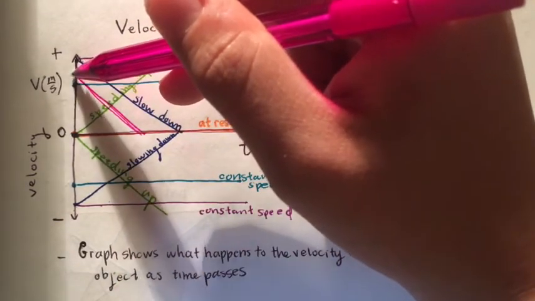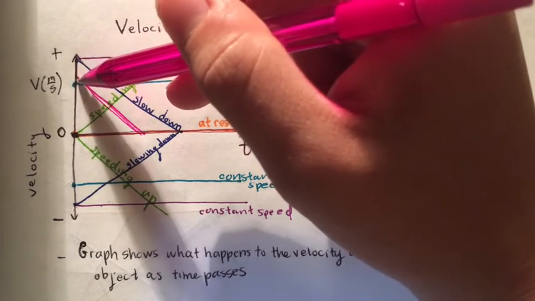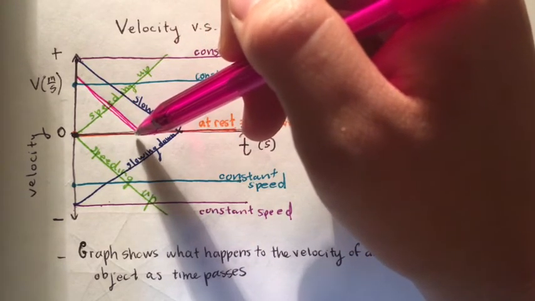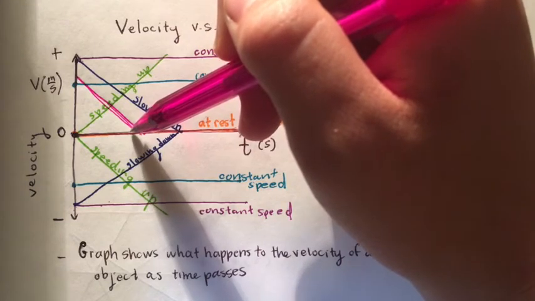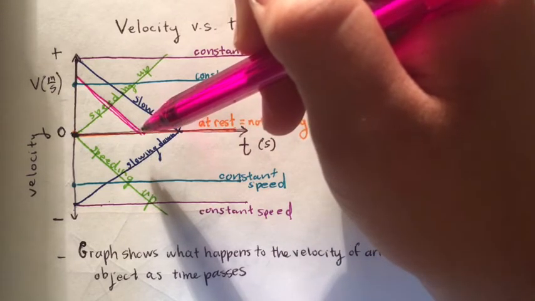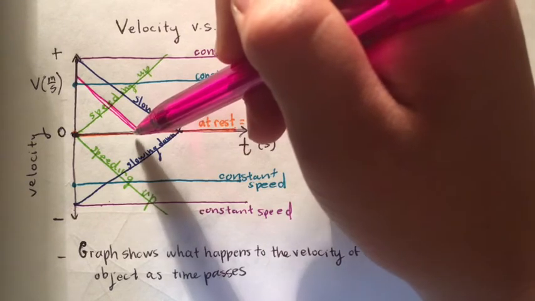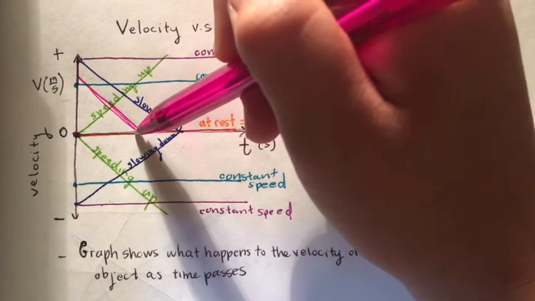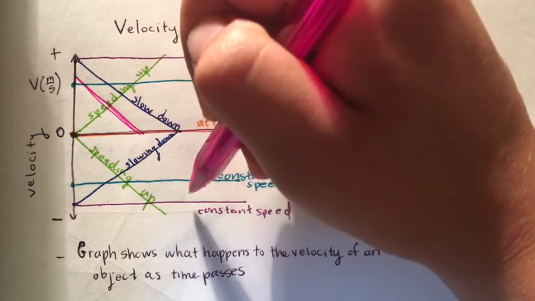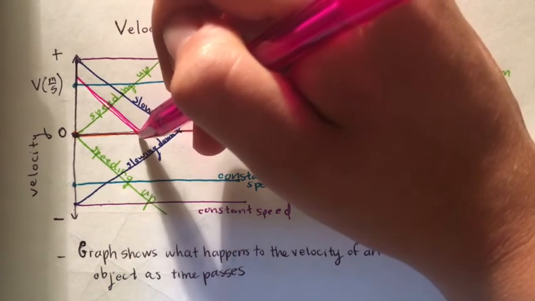So the person starts with a positive velocity because they're moving in the positive direction. They start slowing down, they slow down and slow down until they come to a stop. Then what happens? Well, the person turns around and starts moving in the negative direction. They begin to speed up in the negative direction. So at this point, they're at rest, they're not moving, and then they start to go faster and faster and faster in the negative direction. So their speed, their velocity is going to increase in the negative direction.